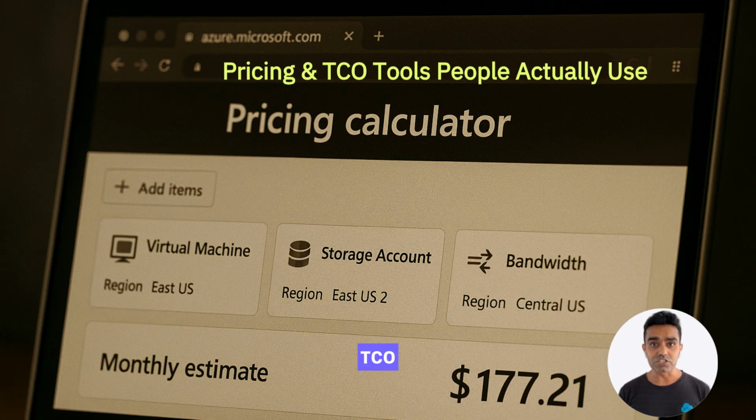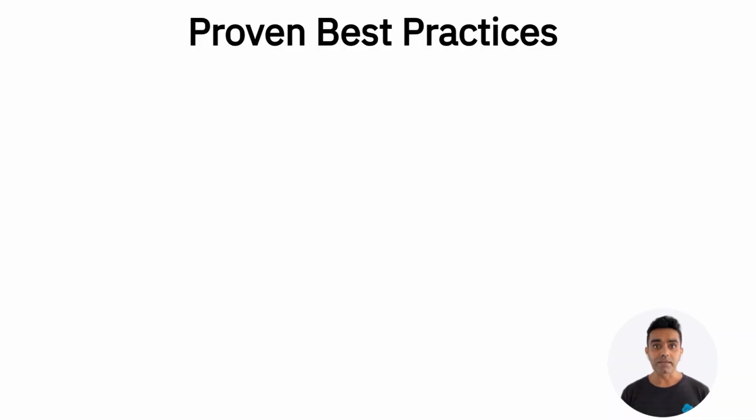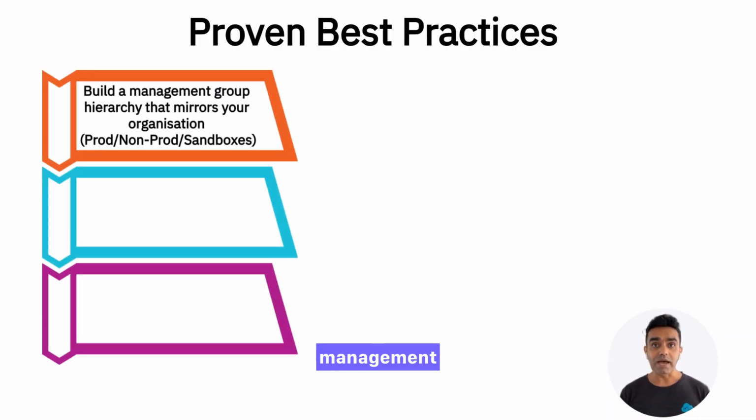The Azure TCO Calculator has been deprecated last month, that is August 2025, so use Pricing Calculator and Cost Management exports for forward planning going forward. Let's do a quick recap. Build a management group hierarchy that mirrors your organization, like production, non-production, or sandboxes.